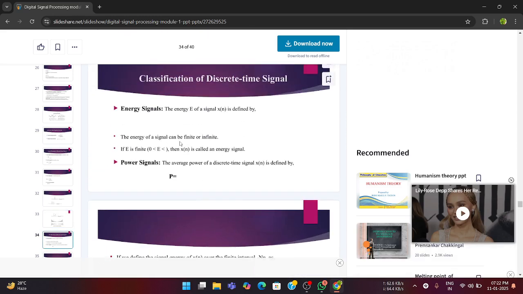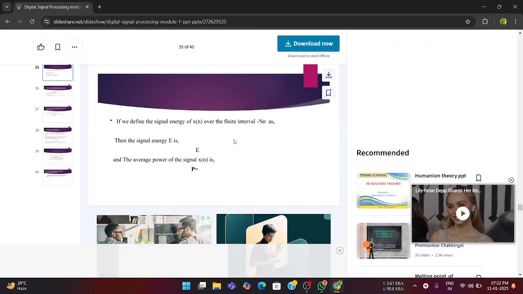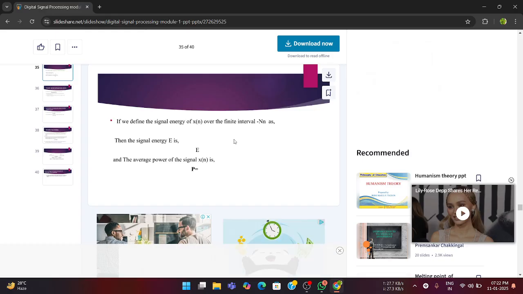Next is classification of discrete time signals, where a discrete time signal is classified into energy signals and power signals. The formulas for energy and power we have discussed in the model paper solutions, so you can note them down. I'm not going to discuss that in detail. If you're not satisfied by this video, you can go and refer to the model paper solutions, where we have discussed different kinds of problems related to module 1.